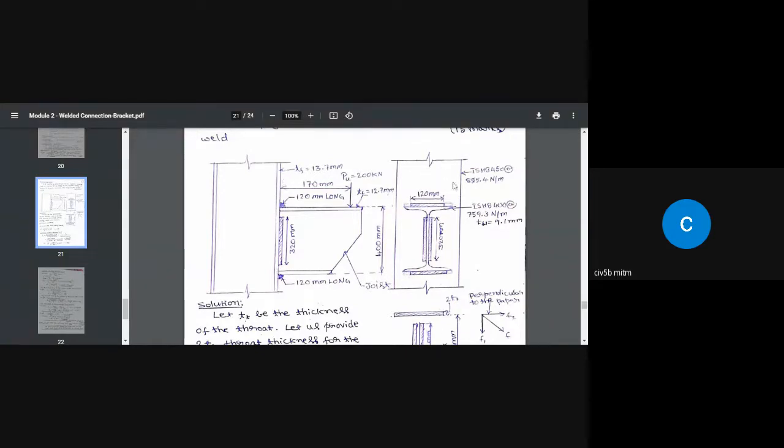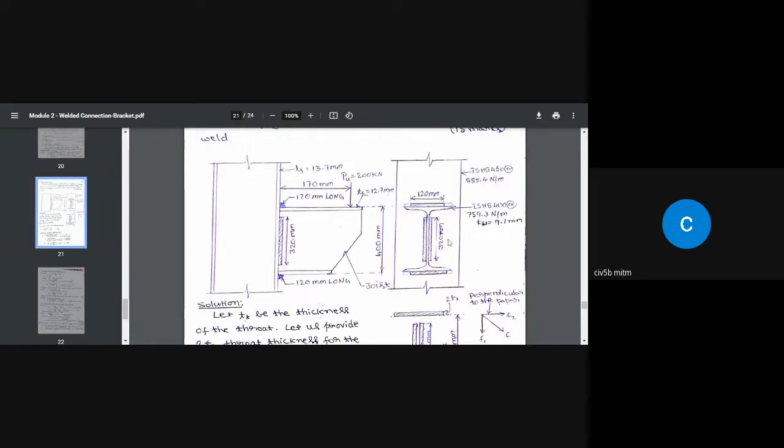So what is this column? ISHB 450 at 855.4 Newton per meter. Again, on the same page, if you go just below it, you'll see ISHB 450, 855.4. Of course, for ISHB 450, we have two types. We have to go for 855.4. And if you go horizontally, the thickness of the flange you get equal to 13.7 millimeter.